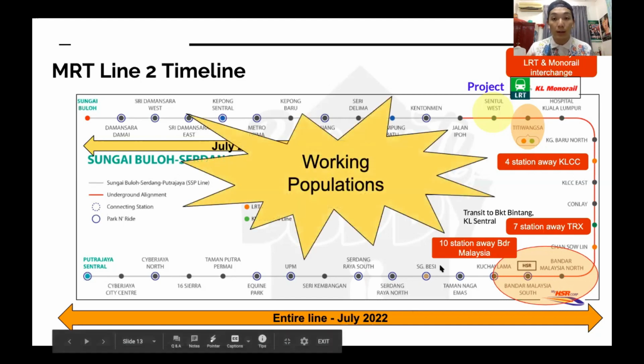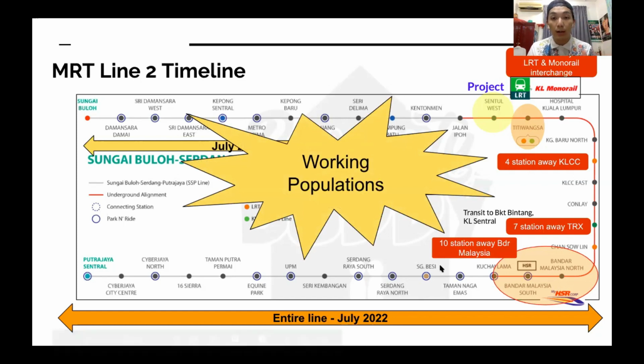So what does it mean? It's a lot of working population, a lot of job creation in this area. That means property that is near to MRT can have access to all these working population areas. So property without MRT will slowly lose its competitiveness, because connectivity and accessibility is a convenience factor that people don't mind paying a little bit more to stay there.